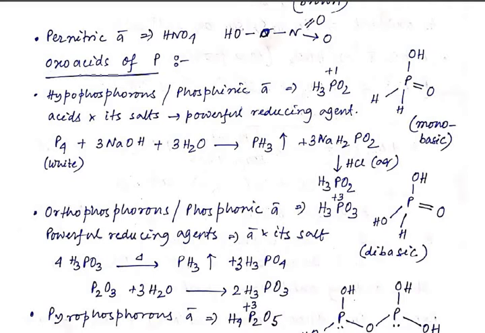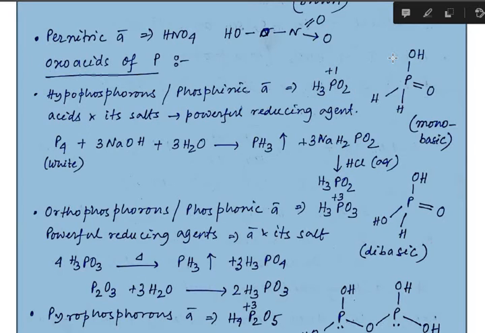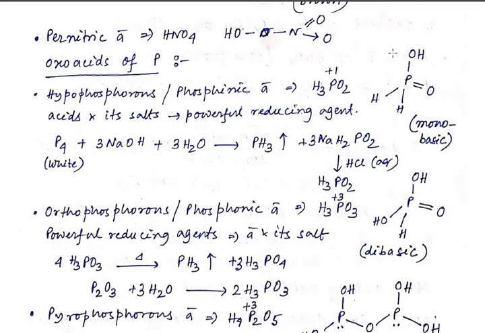Okay, so we are going to start first with the oxo acids of phosphorus, with hypophosphorus acid or phosphinic acid. So what is the formula of hypophosphorus acid? That is H3PO2. So that is our hypophosphorus acid. And the structure of hypophosphorus acid is this one.